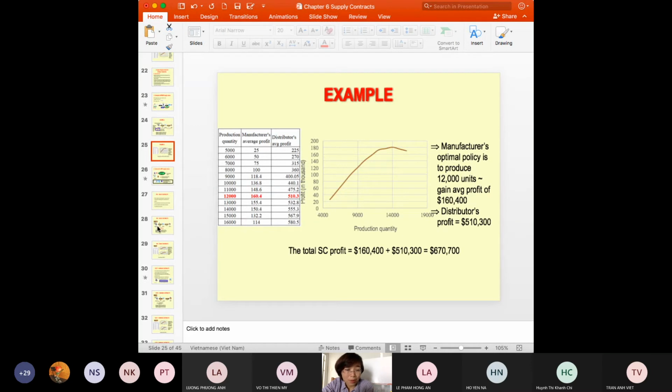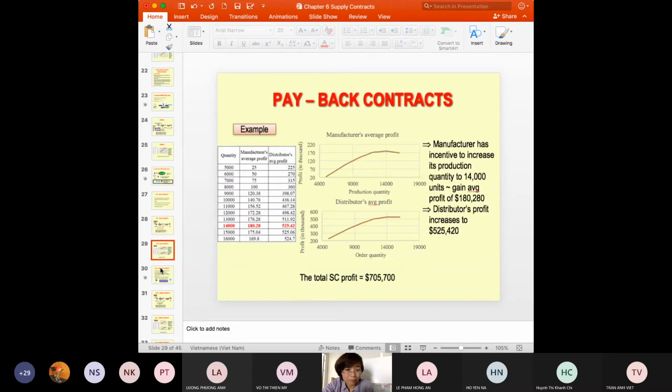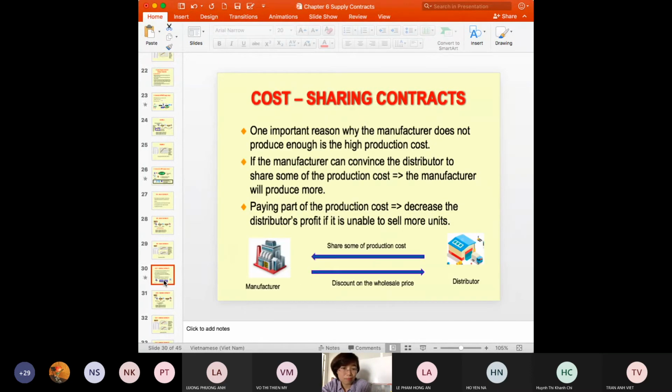So compare with the sharing, compare with the buyback here, you see the profits also increase. The total profits increase because they increase the quantity of production. That is the advantage of buyback contracts. Another contract is the cost sharing contract.